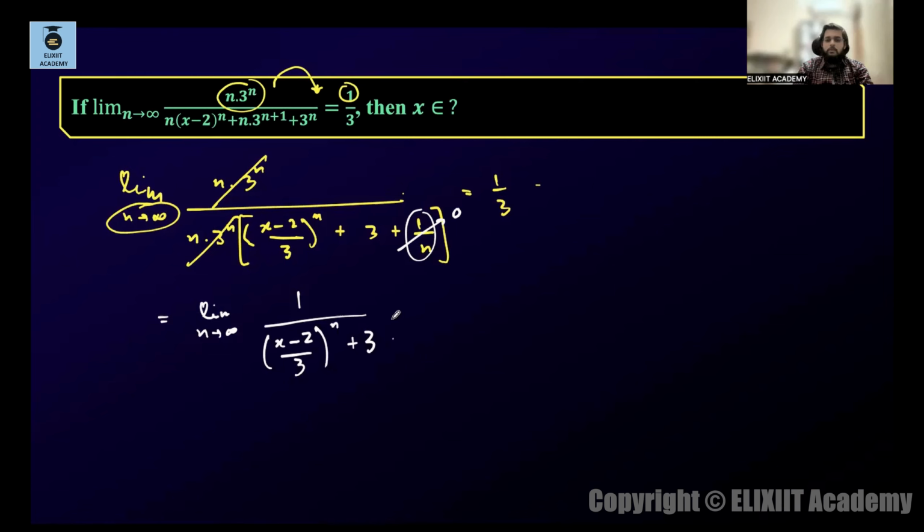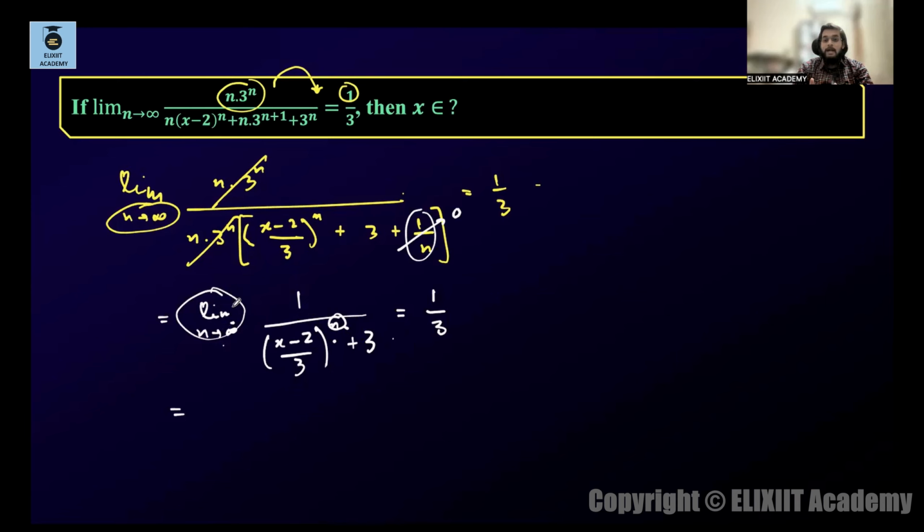3 is a constant, there is no problem. Now on the right hand side, we also have 3 in the denominator, right? So we have to bring 3 in the denominator. After putting the limits, here we have n tends to infinity. Here we have n and n tends to infinity.